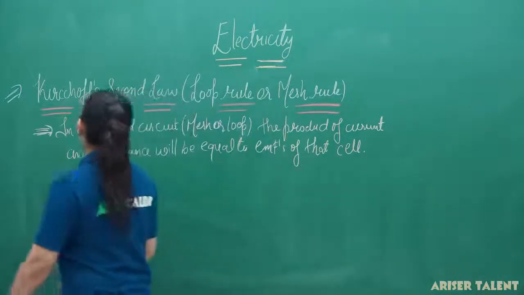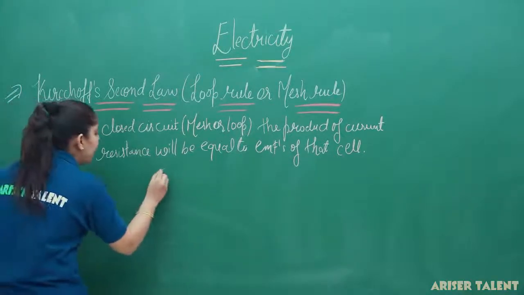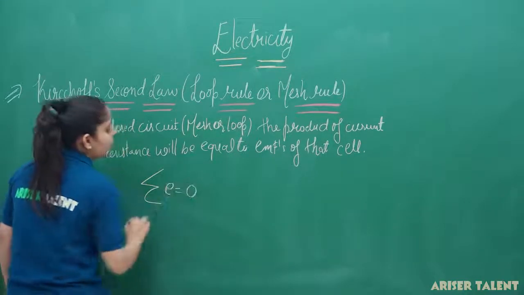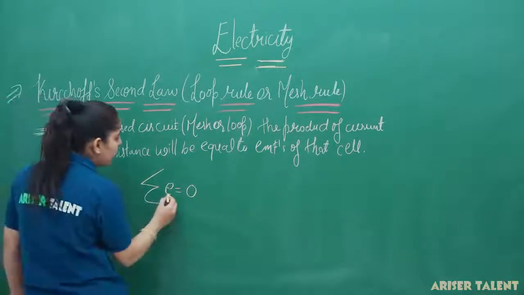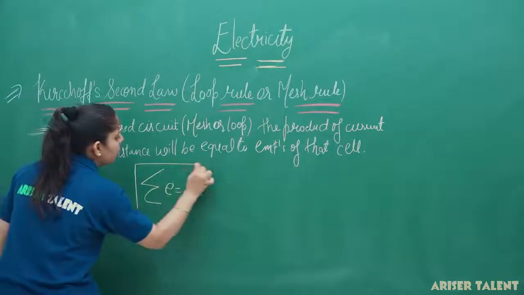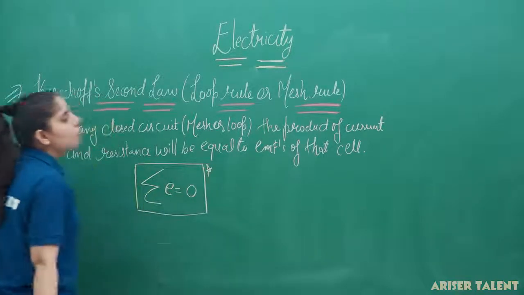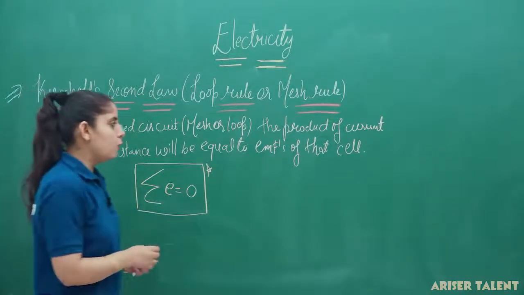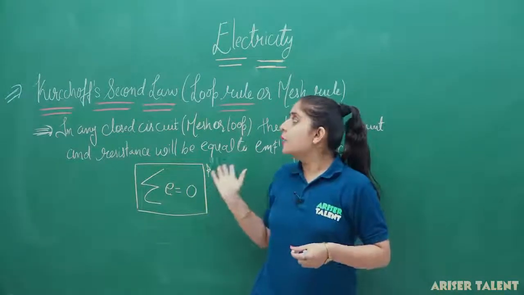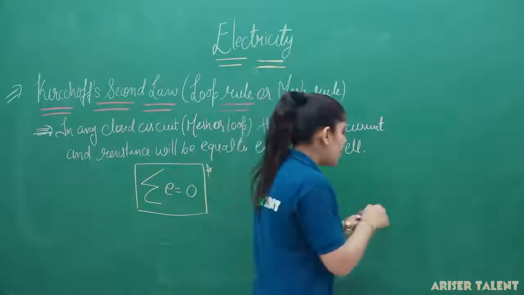So this is about Kirchhoff's second law, and mathematically this law can be written as summation E equal to 0, where E is the EMF of a battery, because we are denoting the EMF with the small e, and sometimes it can also be written as a capital E. So this is the mathematical expression for Kirchhoff's second law. Now, let us consider a circuit for the understanding of the second law. So let's draw a circuit diagram here.